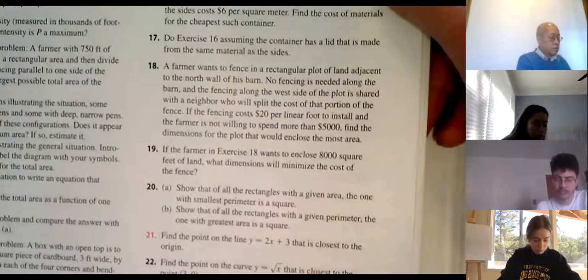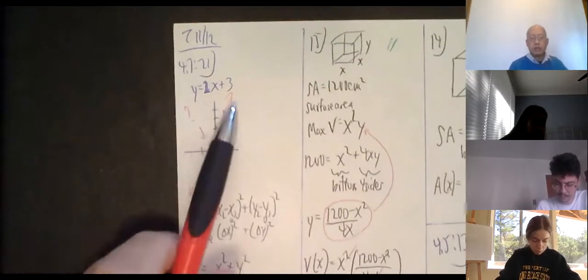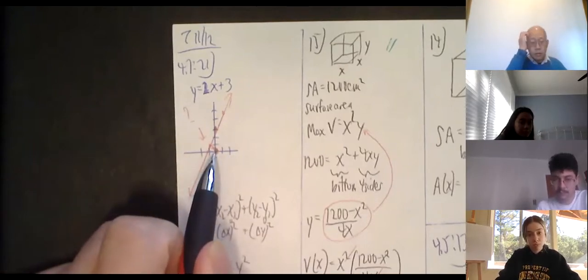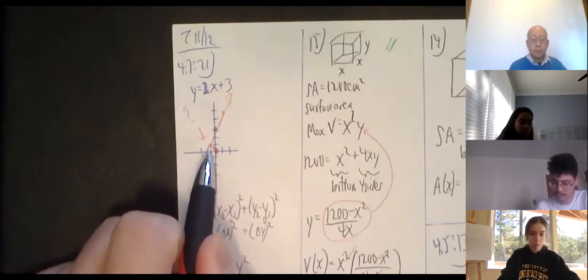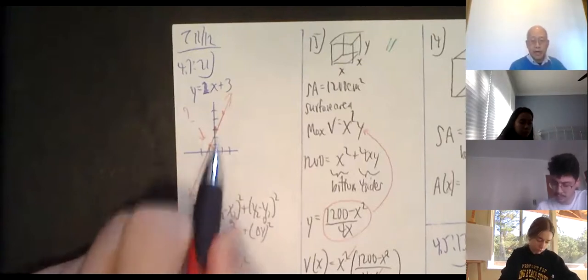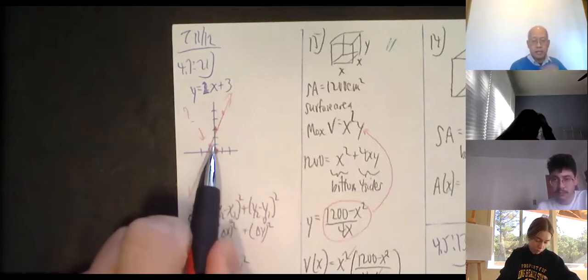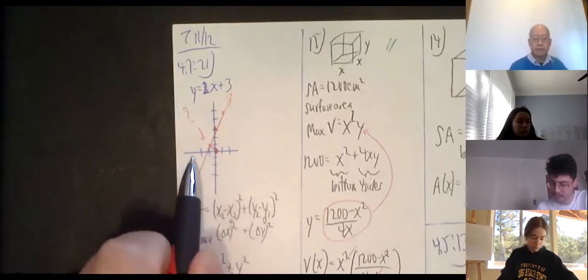Okay, so how do I do that? Here's my picture. y equals 2x plus 3. Here's the origin. Eyeballing it, it looks like it might be somewhere over here. It won't be there, it's not going to be down here. The shortest distance would be something like this. So how do I find that shortest distance?